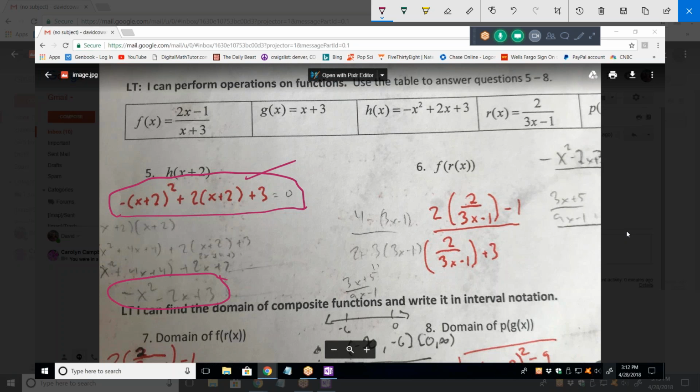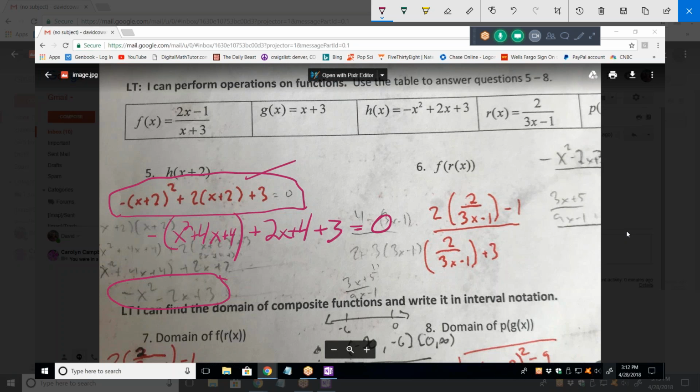I don't know, without doing all the math, whether that's correct or not. Looks like it probably is. Maybe it is. I don't know. It looks like the sign might be off a little bit. It's minus x squared plus 4x plus 4 plus 2x plus 4 plus 3 equals 0.